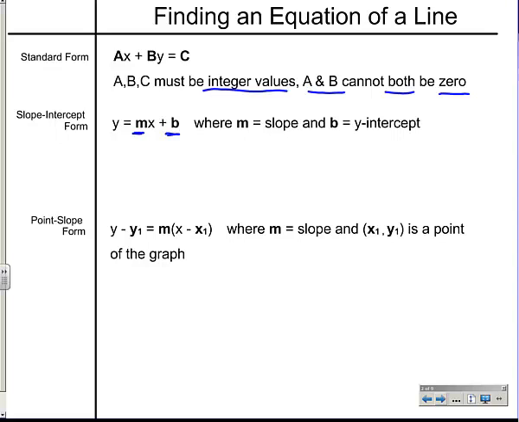Point-slope form, where you have a point, x1, y1, which those values go here and here. That's a point. And of course you still have m, which is the slope. So you have a point and a slope.